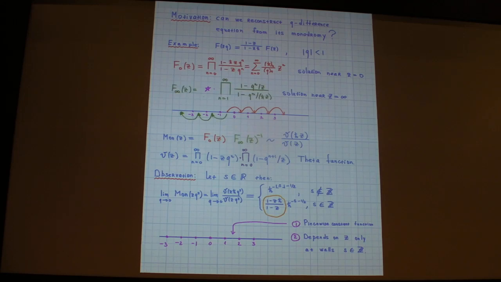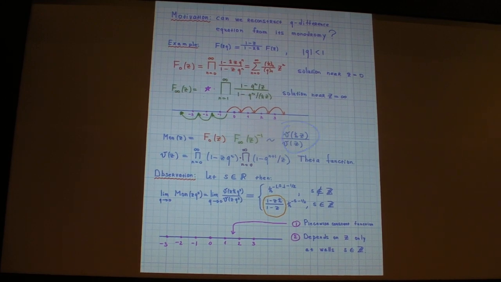So what is the monodromy of the q-difference equation? Well, the monodromy by definition is a transition matrix, which in this case is just one-dimensional, which says how to go from one solution to another solution. Well, in this case, this is just the ratio of these two solutions, and you can observe that the ratio of these two solutions is not a constant. It's something elliptic. That's an elliptic function.